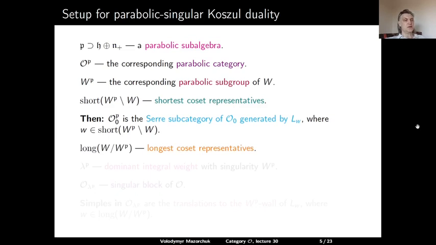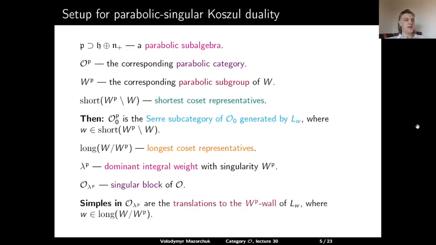We can also consider the set of longest coset representatives of W modulo W_p acting on the right now. So let lambda_p be a dominant integral weight with singularity W_p. And then we can consider the corresponding singular block O_lambda_p of category O. And we know that simples in the singular block are exactly the translations to the W_p wall of the simples in the regular block, which are indexed by the longest coset representatives of W modulo W_p.